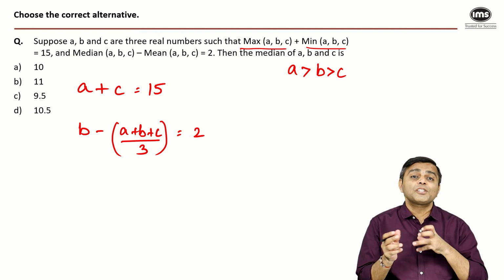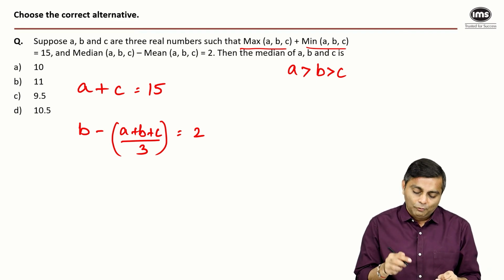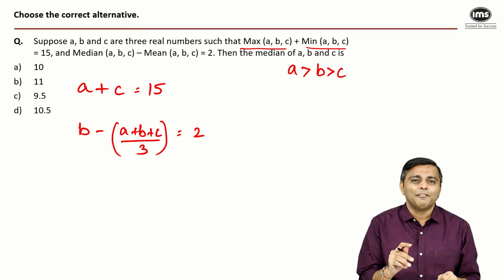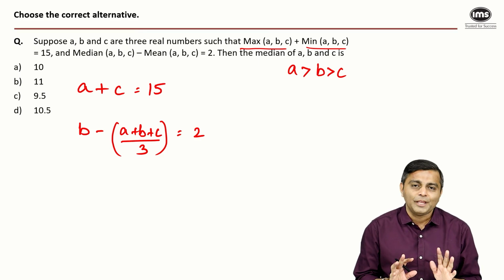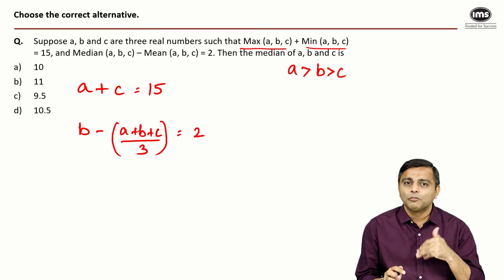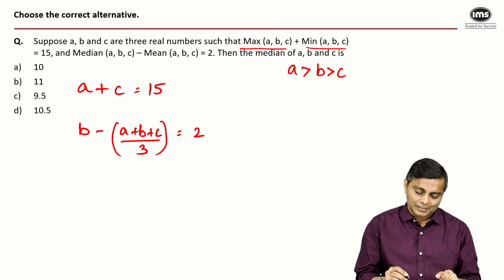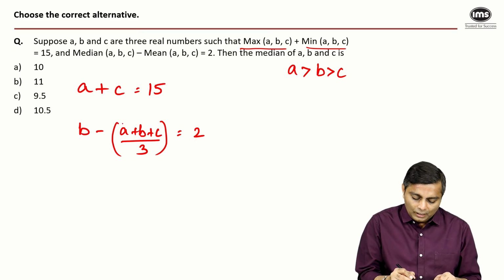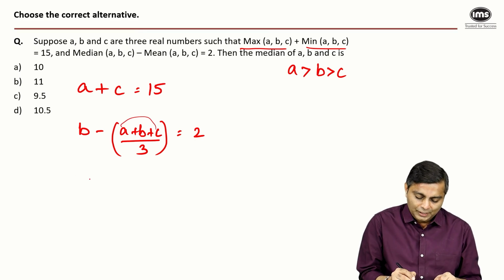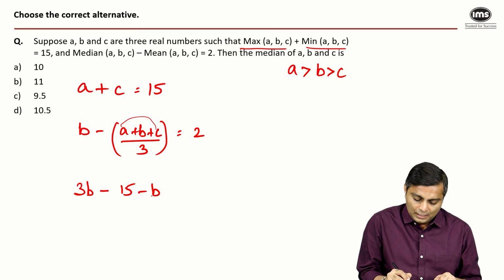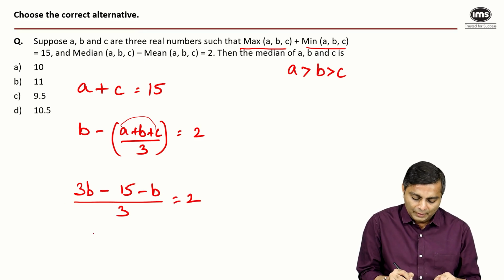Okay, so the question suddenly becomes very simple. What we are asked is the median, which means we just have to find the value of B. We even know A plus C, so we'll be able to get rid of A plus C. So in fact, we can just put A plus C as 15 here. Let's take the LCM. So 3B minus A plus C, which is 15, minus B, the whole by 3 is equal to 2.